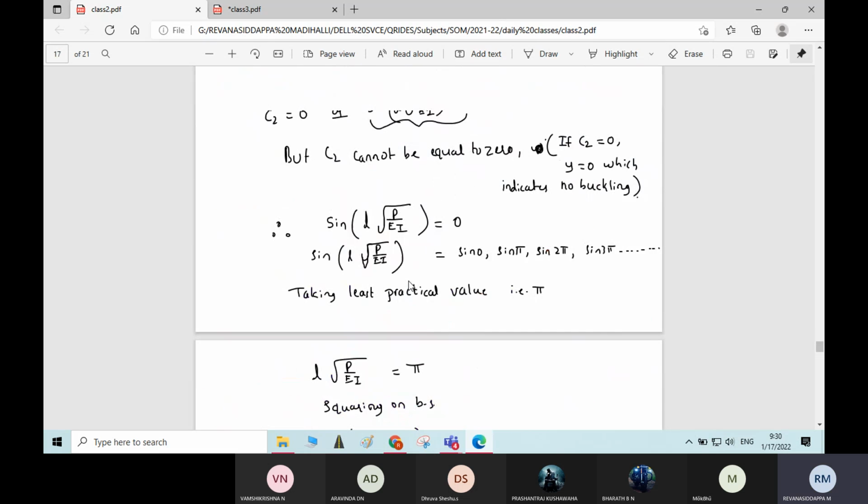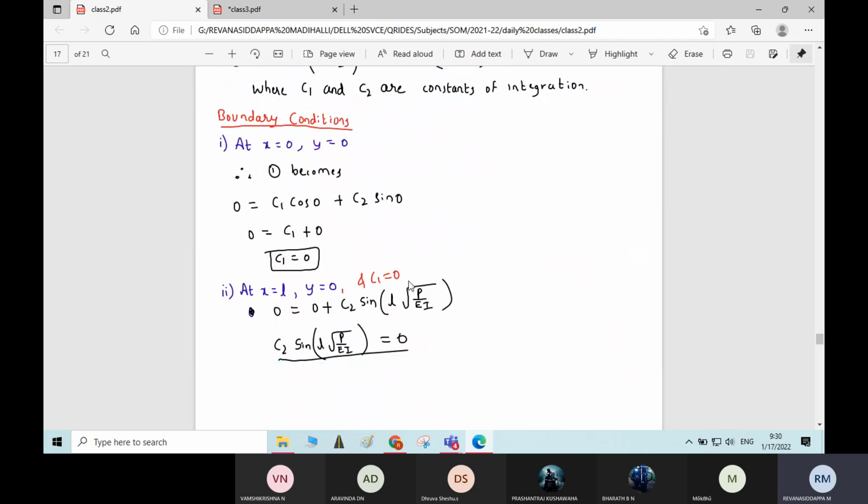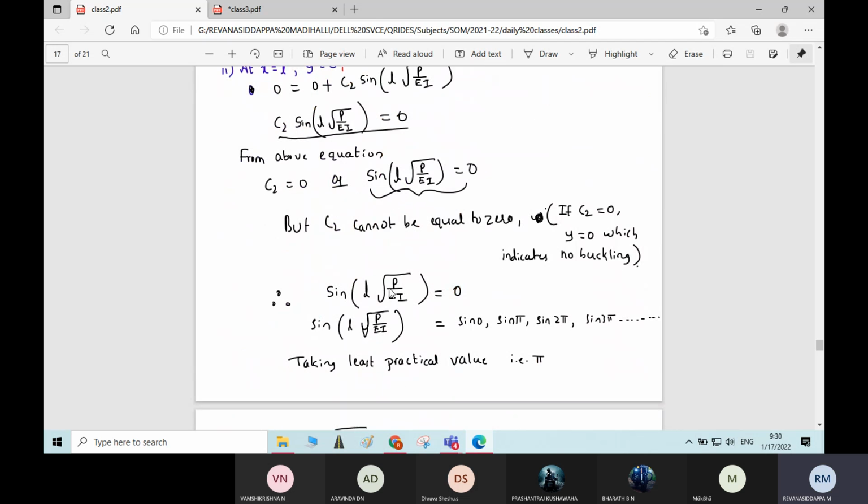So whatever the multiplication factor for y will be there, no?